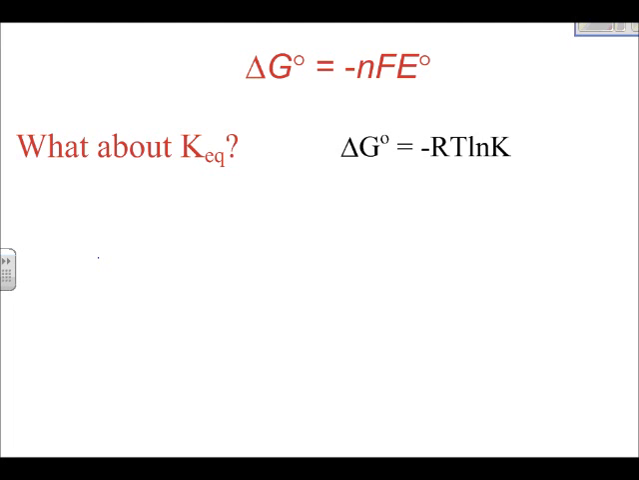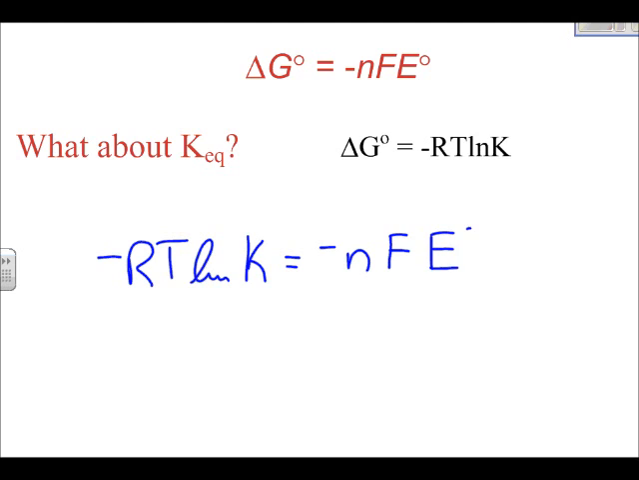Well, obviously, if we put those two together, we end up with negative RT ln of the equilibrium constant is equal to negative n F times the standard potential for the cell. What this does is it allows us then to actually determine the equilibrium constant if we know the standard potential for the cell, and likewise, if we know the equilibrium constant, we can figure out the standard potential for the cell. And of course, these are for a given temperature. But of course, very, very useful equations for us.